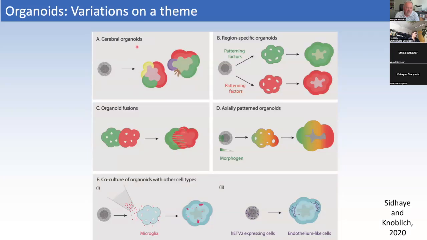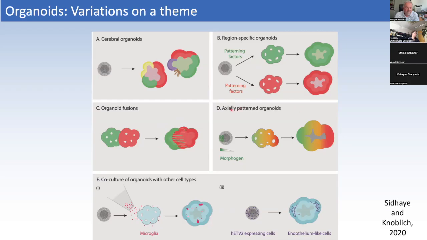So the cerebral organoids that I showed you before model the development of many different parts of the brain because they are using minimal guidance and minimal influence through growth factors. But with patterning factors, you can generate, for example, pure dorsal organoids or pure ventral organoids. What you can then do is fuse these organoids together, and the interactions that are happening between different brain parts will also be recapitulated.